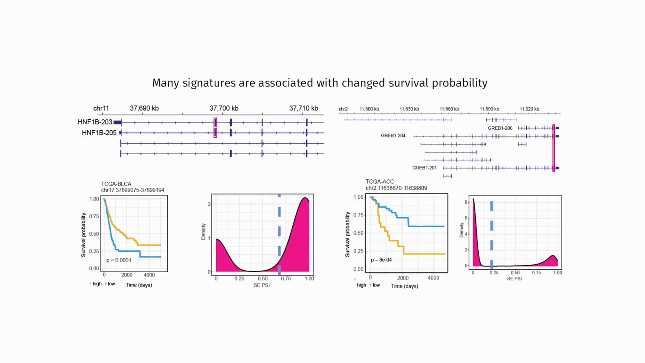We also know that many signatures are associated with a changed survival probability. So here we see that HNF1B and GREB1, skipped exons in each of these genes, are significantly associated with changing survival probability, dependent on their relative use.